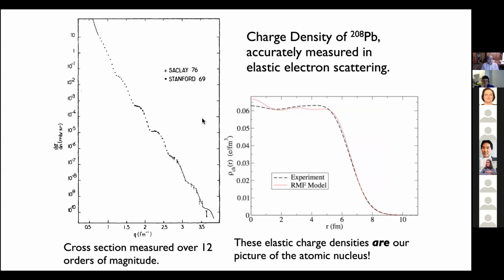So this is lead 208. The elastic electron scattering cross-section was measured over 12 decades. And from that, Ingo directly determined the elastic charge density. So the black dash curve is the model-independent experimental charge density for lead 208. And these elastic charge densities quite literally are our picture of the atomic nucleus, and they of course have had tremendous influence.